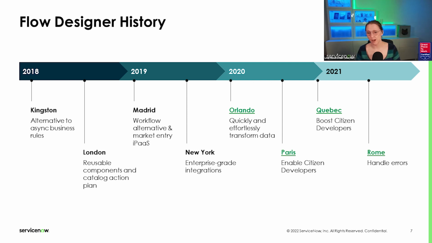Late last year, we had a Rome release, which brought a bunch of functions around error handling. So we brought action and flow error handling. We made some improvements to flow performance, and you are now able to set your logging levels to your need. And also a bunch more new transform functions, because those are always awesome.